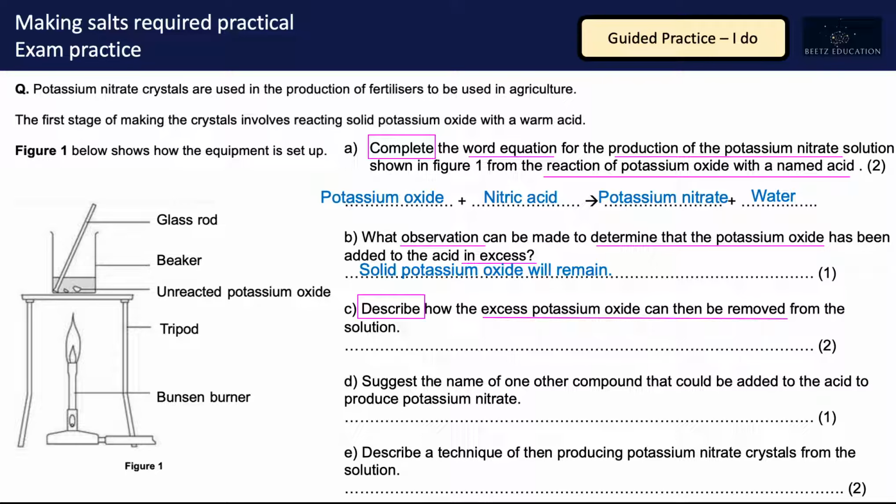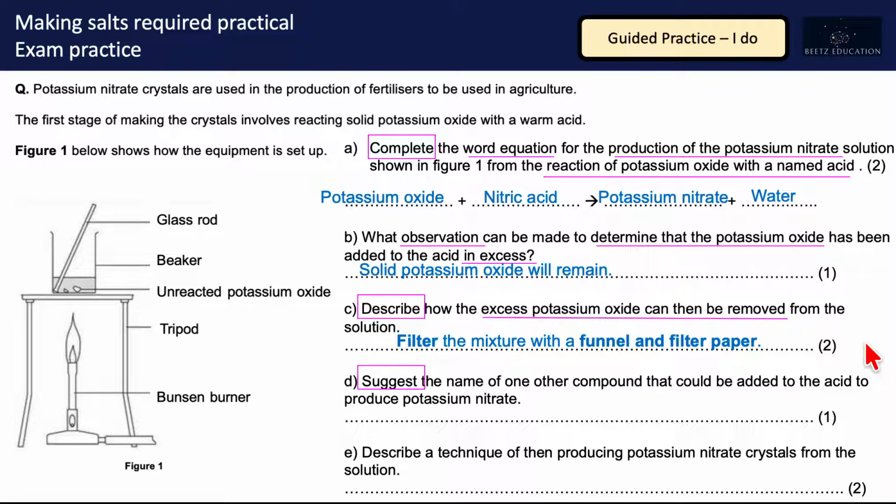Describe how the excess potassium oxide could be removed. Okay, so I've got to get the large solid bits of potassium oxide out of that solution. Well, I'd filter it, that gets me a mark, and then I've got to give some equipment that I would use for my second mark, so a funnel and filter paper.